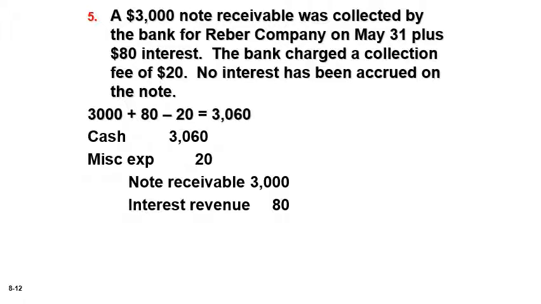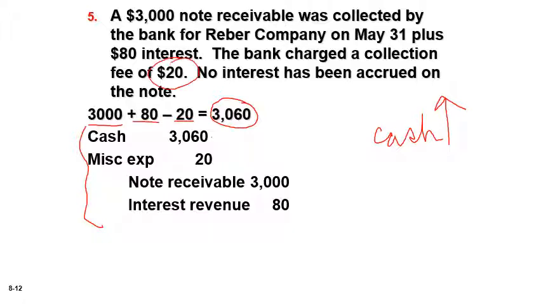The next one, we have a note receivable that was collected by the bank. In addition to the note, there's interest, and then there's a fee being paid. So the net amount we're going to get is $3,060. So the adjusting entry that we would have is that cash has an increase. Okay, so cash is going to go up. So we need an addition to cash. So cash goes up by $3,060. This fee of $20, we can just put that into a miscellaneous.